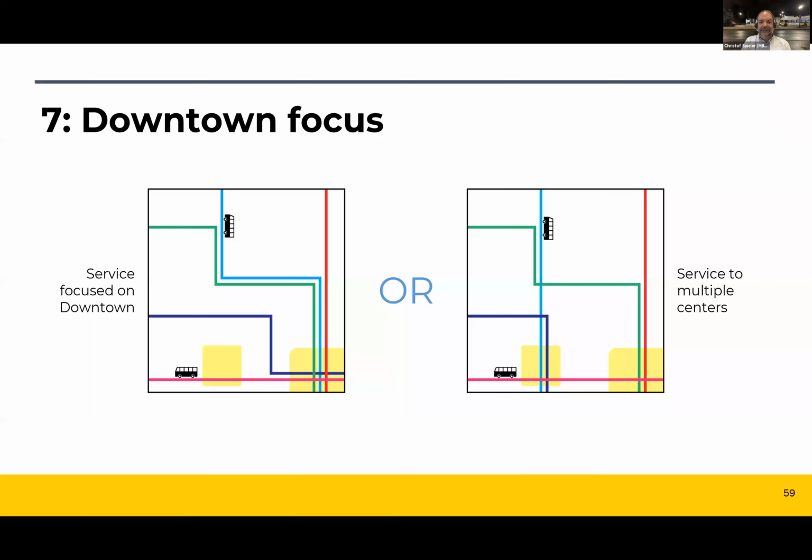Downtown focus. We could design a network that is really a radial network focused on downtown, where nearly every route is either taking you downtown or feeding you into a rail line that takes you downtown. Or we could design a network that has service to multiple centers. Next slide.